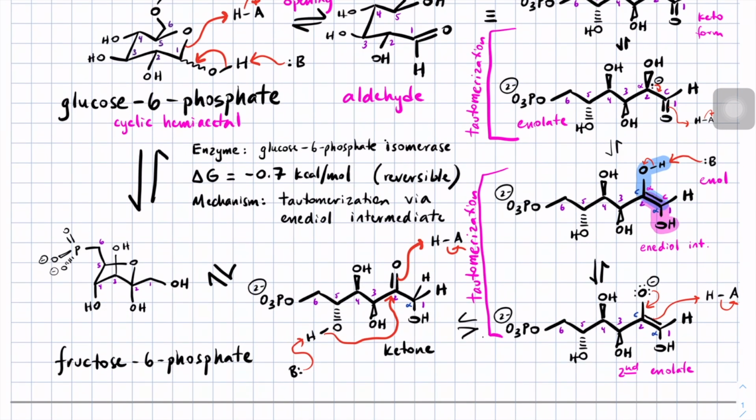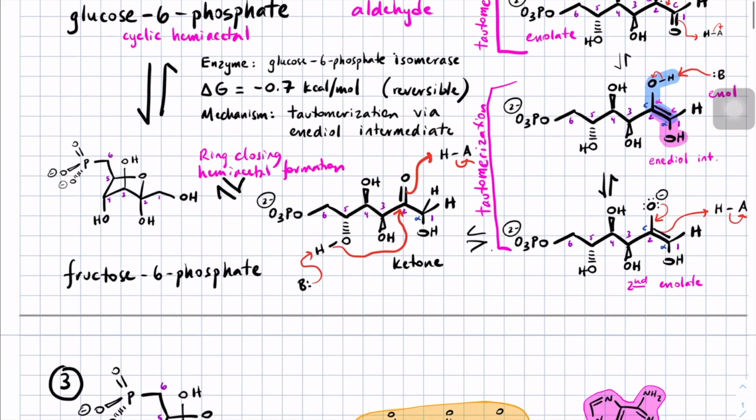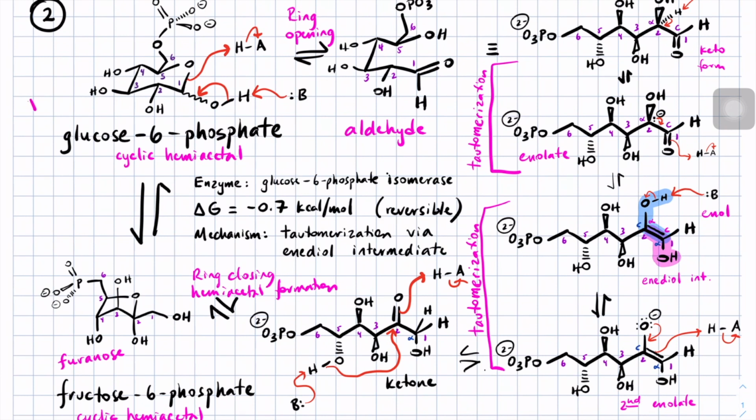And once we get to the ketone, we can do ring closing hemiacetal formation to get a cyclic hemiacetal form of fructose 6-phosphate. And this is the furanose form because it's a 5-membered ring, whereas up here it was a pyranose form.